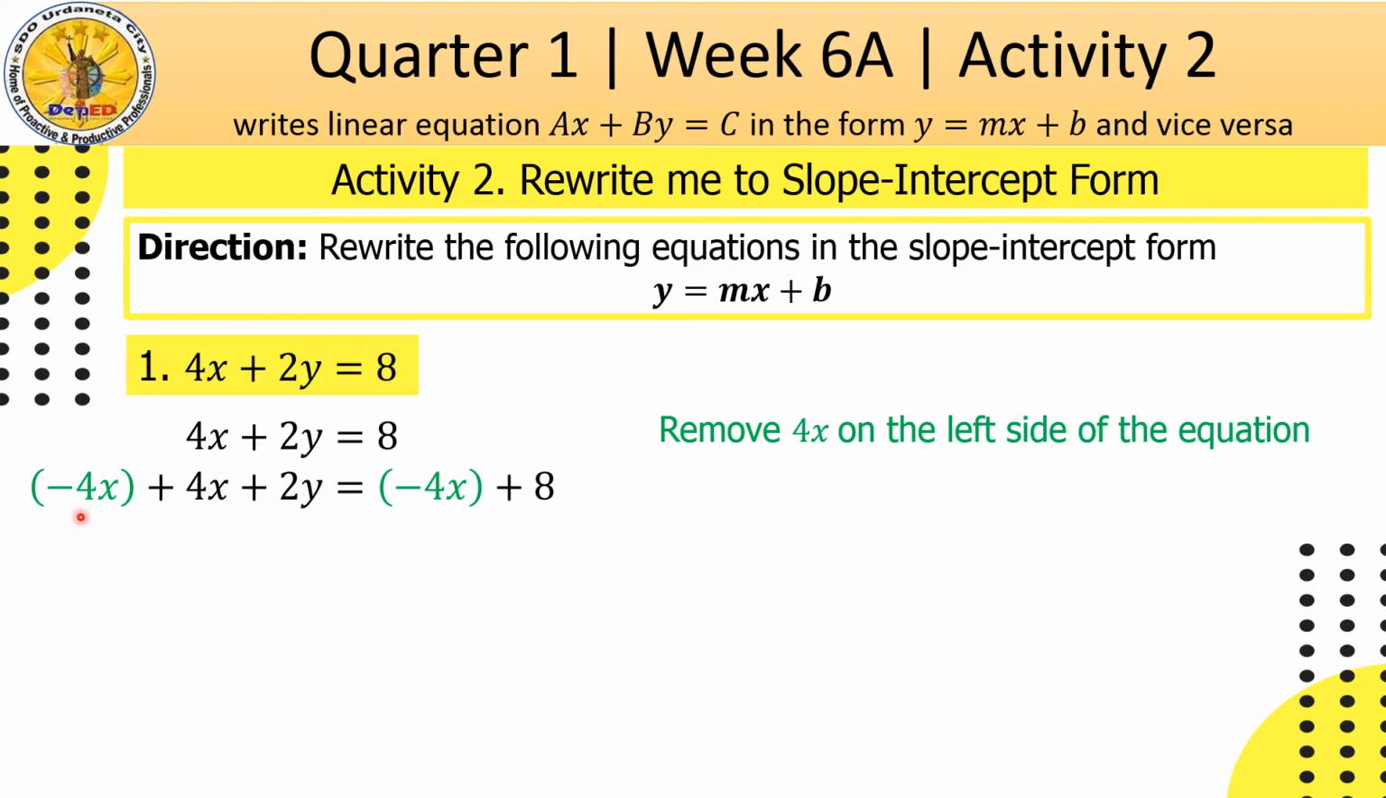So, we will add negative 4x on both sides of the equation. Take note, kung ano yung i-add mo sa left side, ganun din po sa right side. Okay? So, if we're going to add negative 4x on the right and left of the equation, we can cancel this out because negative 4 plus 4 is 0. So, we can cancel this out because this is equal to 0.